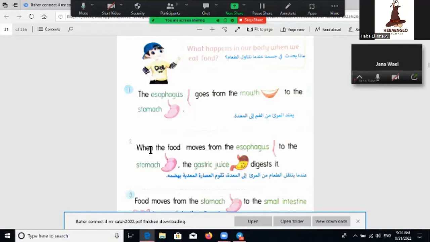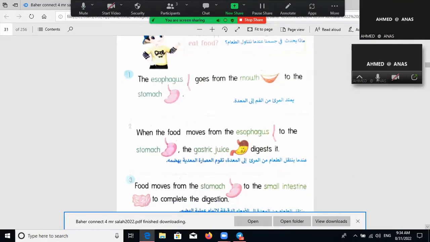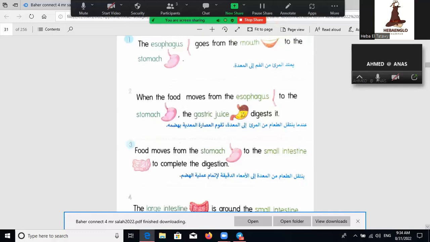Okay, when the food moves from the esophagus to the stomach, the gastric juice digests it. Okay, this gastric juice is a liquid inside our stomach that helps to absorb the food.